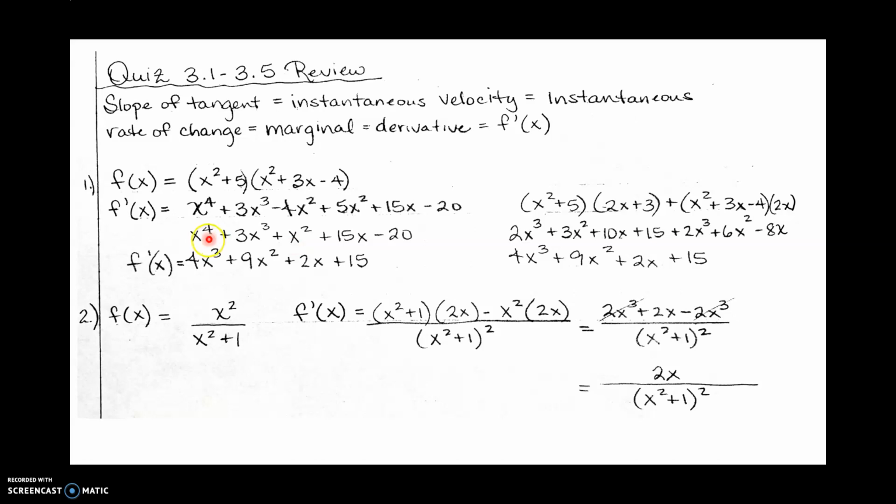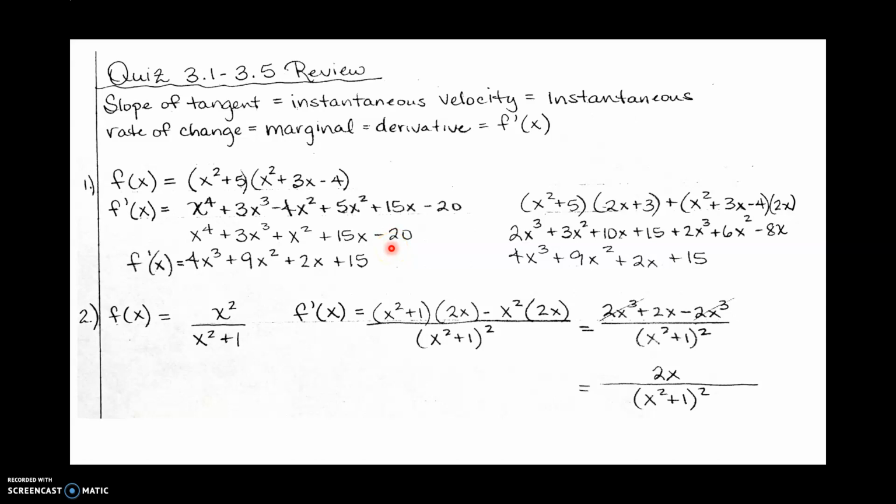So the derivative of x to the fourth is going to be 4x to the third. Derivative of 3x cubed is 9x squared. Derivative of x squared is 2x to the 1, or 2x. Derivative of 15x is 15 times 1, or 15. And the derivative of negative 20 is 0 because the derivative of a constant is 0.